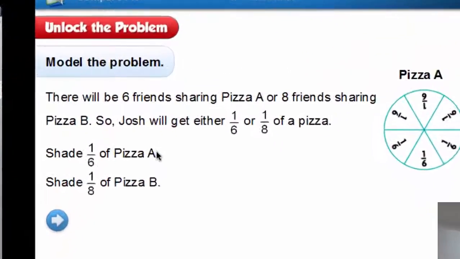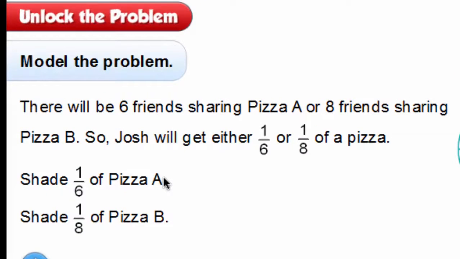Now look here, it says there will be 6 friends sharing pizza A or 8 friends sharing pizza B. I'm confused. I thought he was going to go sit with either 5 friends or 7 friends. Why all of a sudden is it 6 and 8? Can you tell me please? I'm confused.